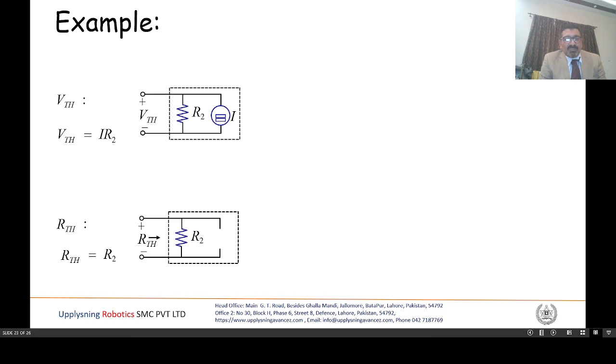And here you can see we can say V Thévenin is equivalent to R2 times I, because this is parallel. And the same thing for the resistance: R Thévenin is equal to R2, because the current source acts like an open circuit, so R Thévenin is equal to R2.